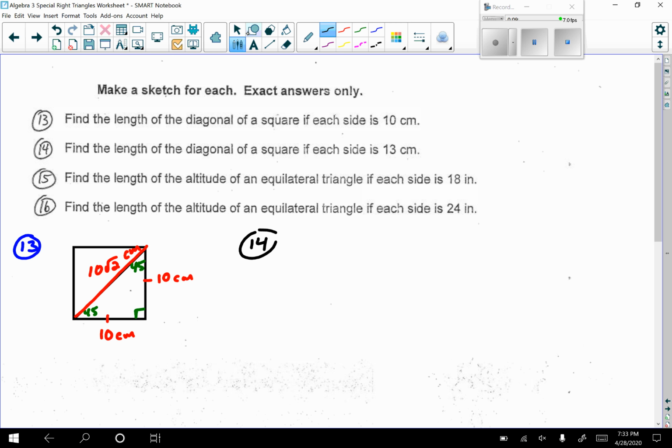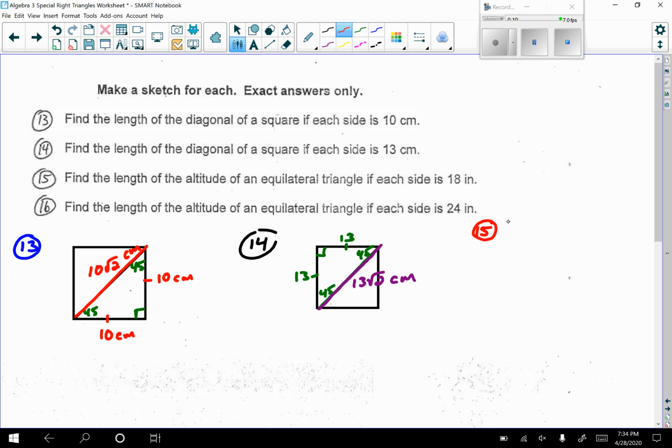Same thing for 14. If we were to make this picture, and again draw on a diagonal, each side length or leg is going to be 13. That makes the diagonal, which is the hypotenuse here, 13 radical 2 centimeters. I didn't label the other problems because that wasn't given to us, but whenever you're given a length here, please include it.